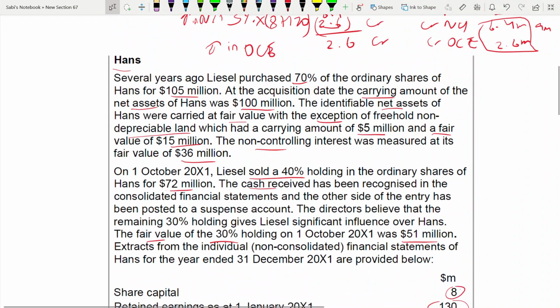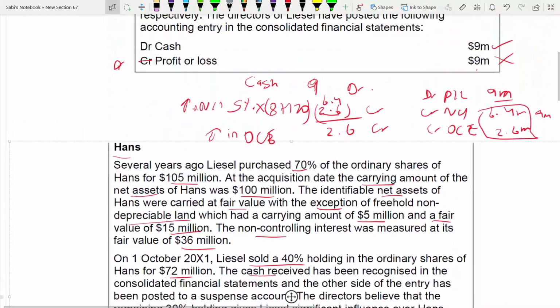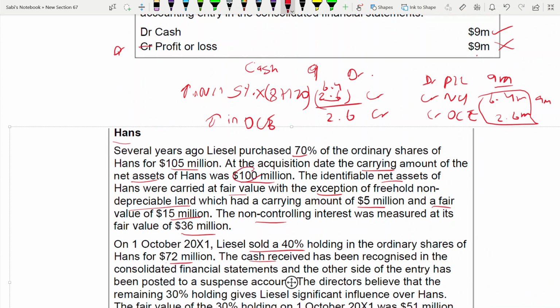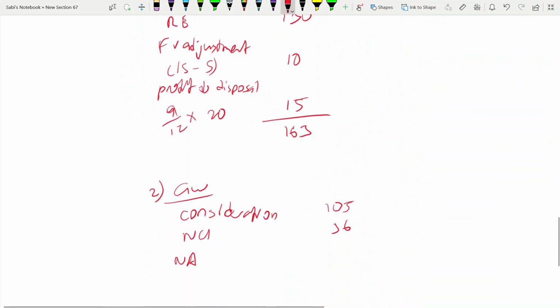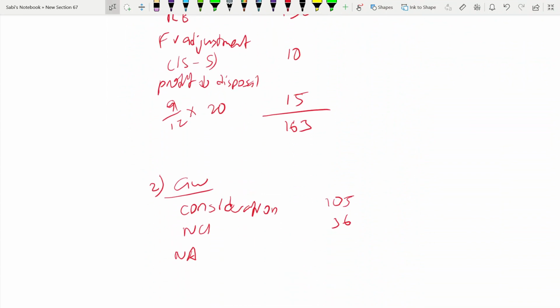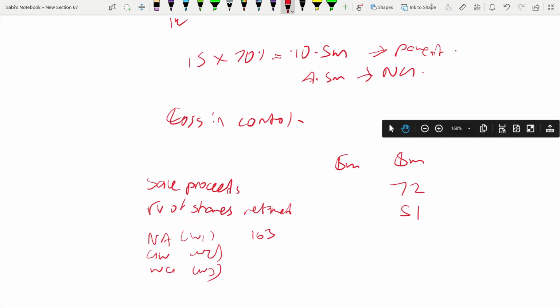So this is how you get the net asset. At the acquisition, the carrying amount was 100 for net asset. With this, you also add the increment of that land, the revaluation. So it will be 100 plus 15 minus 5. That revaluation part you just add with your previous net asset, which is 110. And you get 31. So this 31 million is the goodwill. I will go to the goodwill and write 31.